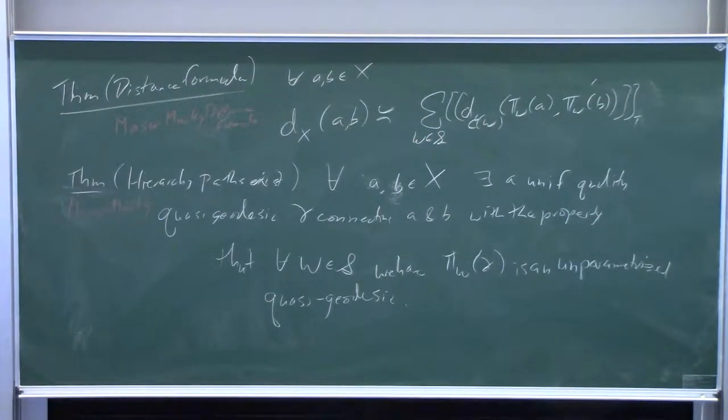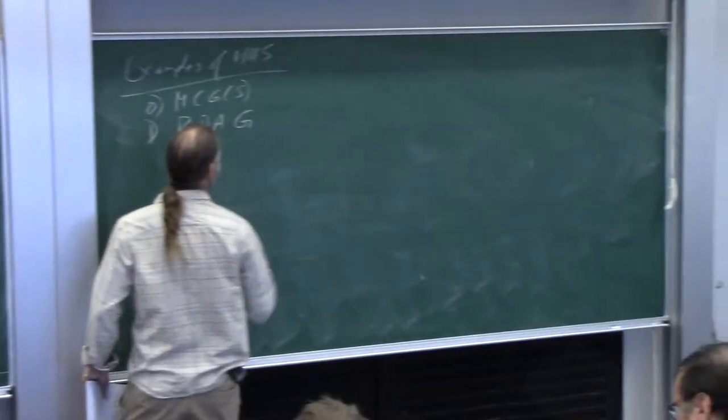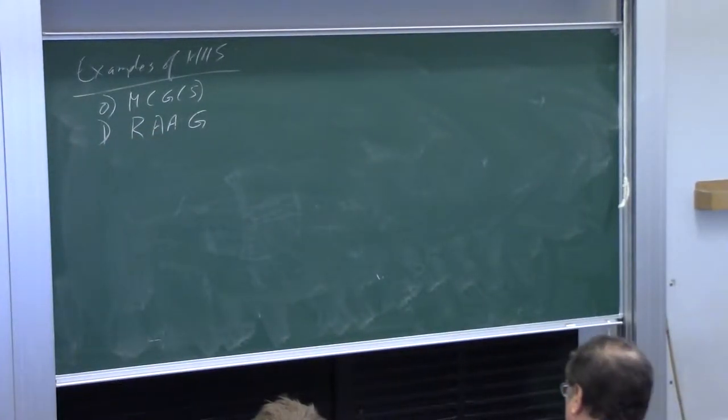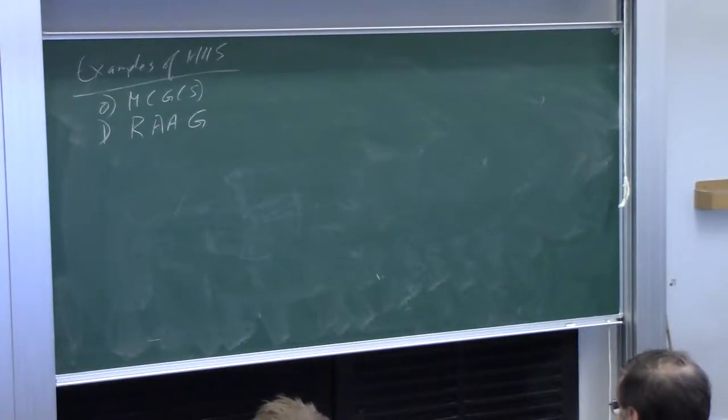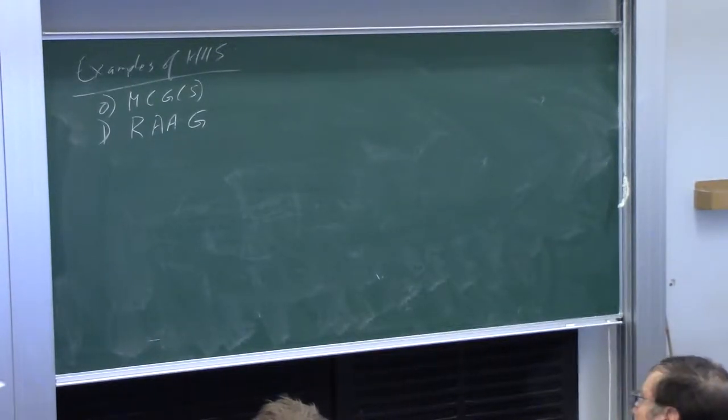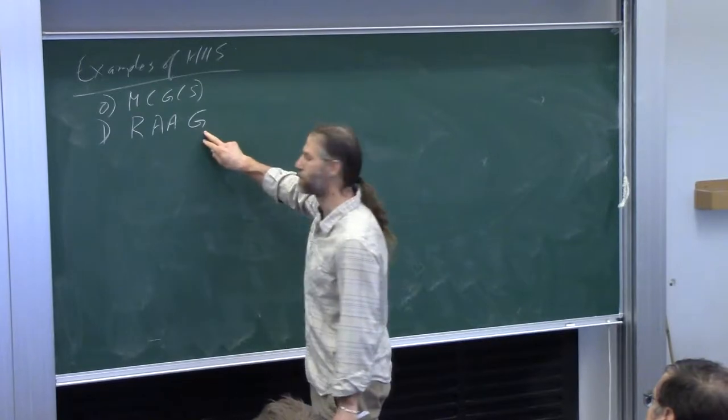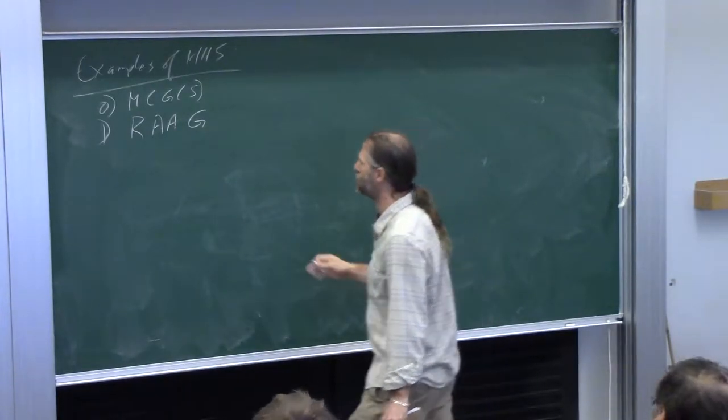So examples of hierarchically hyperbolic spaces. Well, the example I just did is the mapping class group of the surface. Okay, but what are the new examples? Well, the first one, the one that got us started, was right-angled Artin groups. I don't want to go through the examples in detail, but let me just say a few things about the right-angled Artin group example.